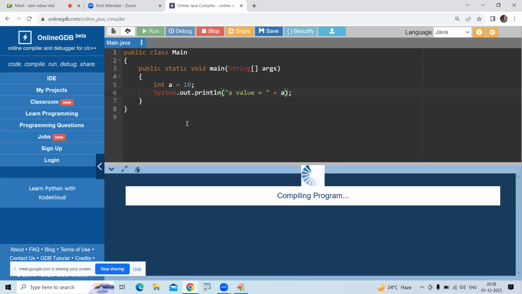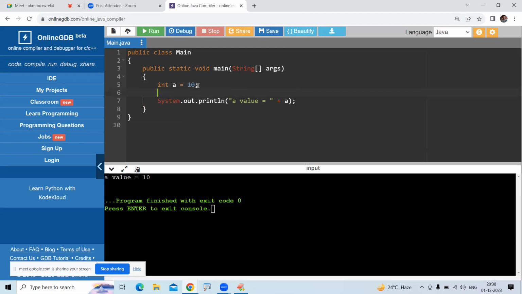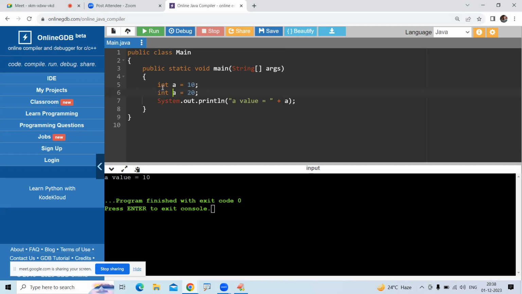See here, a very important one. Second time, sir, I want to store the value 20 into a. So a equals 20. The point is, please don't write the data type second time. Data type you have to write only one time, not multiple times. When you write the second time, you will get an error message.